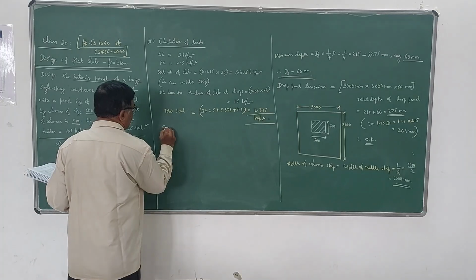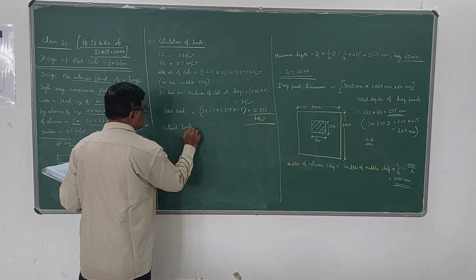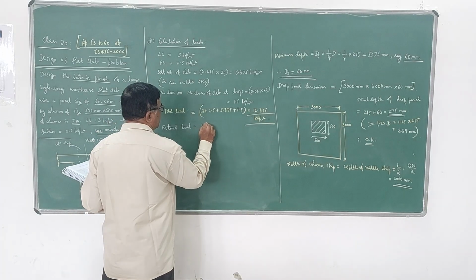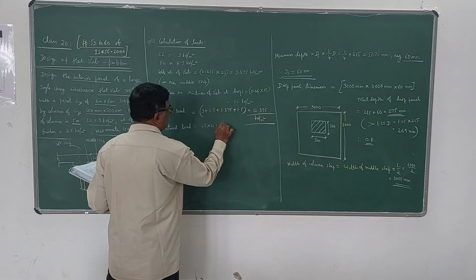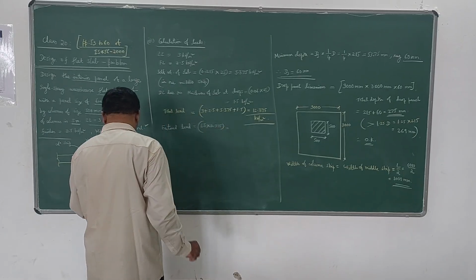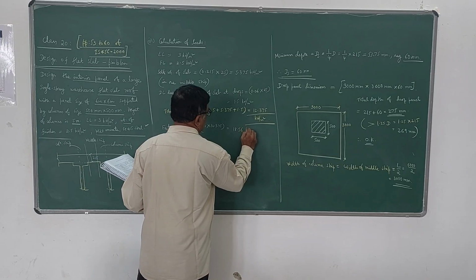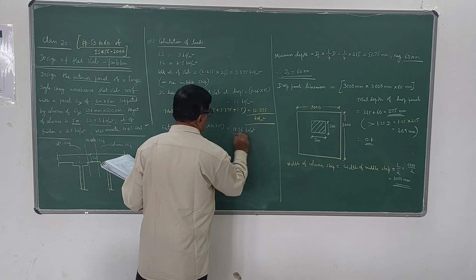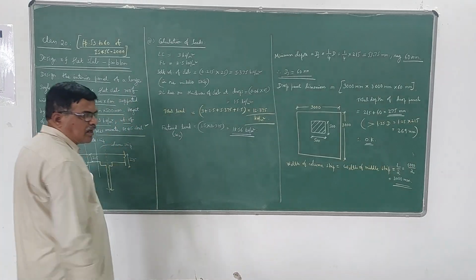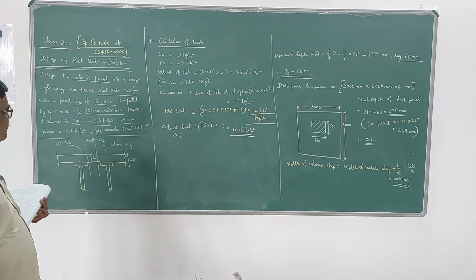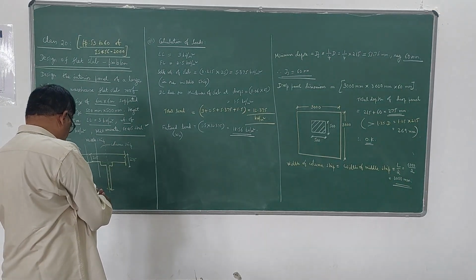So factored load we have to calculate. Factored load is 1.5 times this. 1.5 times 12.375 comes out to be 18.56 kN per meter square. So this is actually Wu, we call it the ultimate load. That is the factored load, because we are using the limit state method of design.